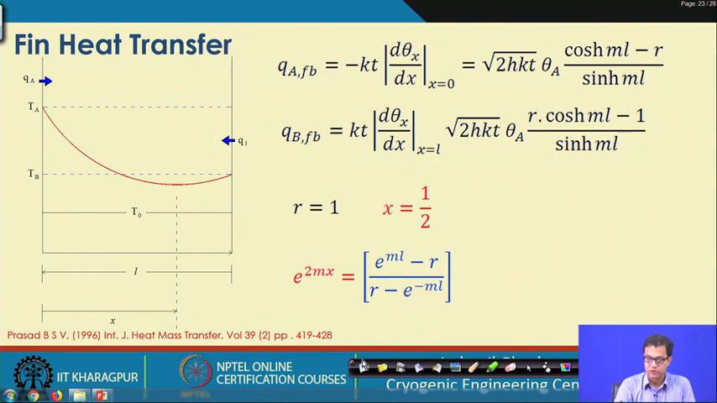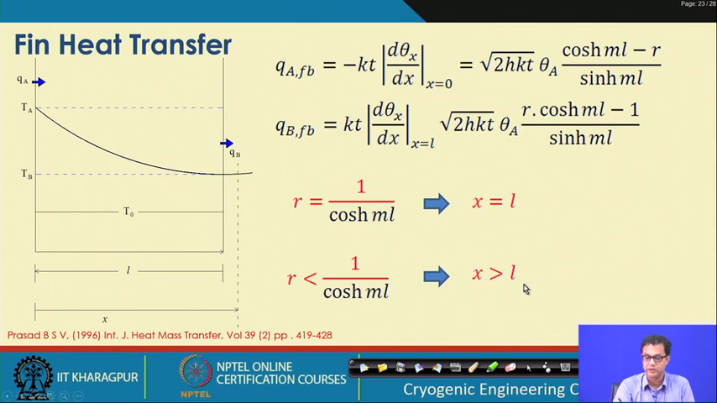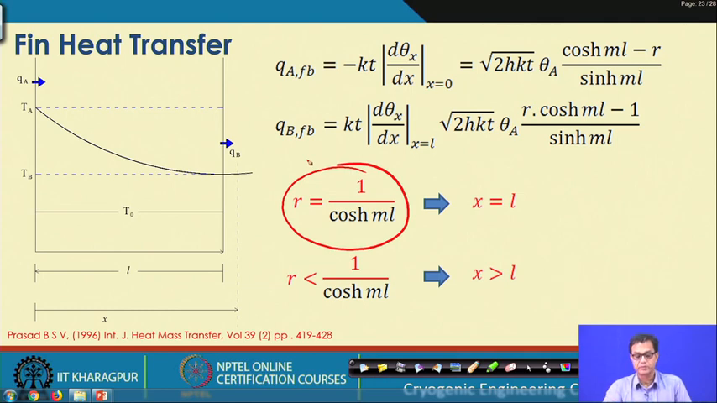So, now let us look into the other situation, where we are saying that it is beyond the physical boundary of the fin. Corresponding to that situation, we have r equals 1 by cosh(mL), and this also we have analyzed earlier. In this situation, we know that at x equals L, corresponding to r equals 1 by cosh(mL), that gives the minima at x equals L.